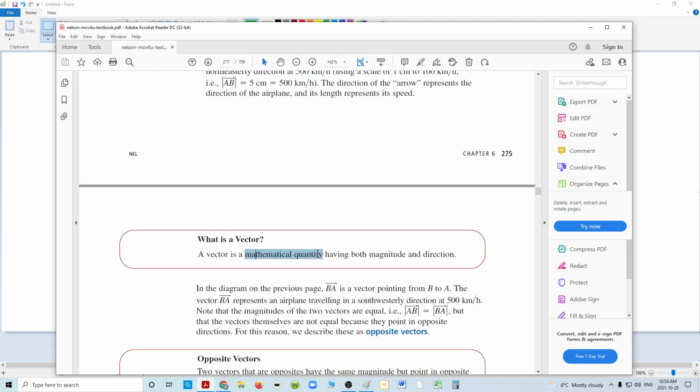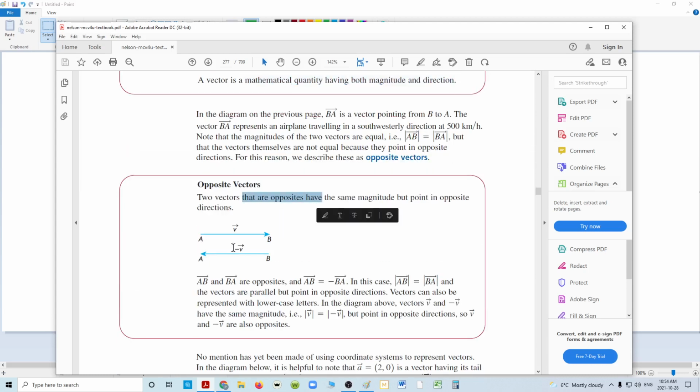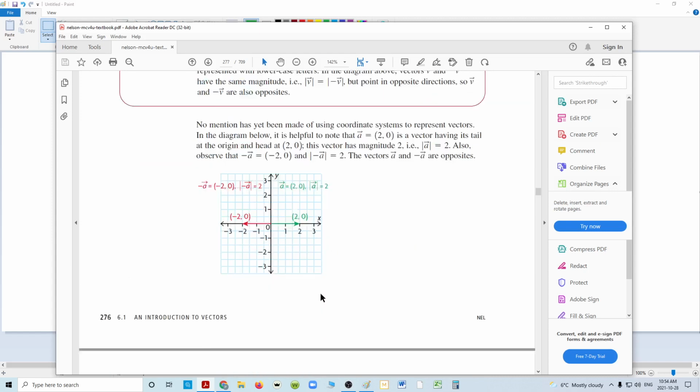A vector is a mathematical quantity having both magnitude and direction. And pretty much you can create opposite vectors just by putting a minus in front and changing the arrow on the vector. So AB here is going east, and BA here is going west. And they will both have the same magnitude, just opposite directions. When you take the absolute value of either vector, you will get their magnitude, so they can share magnitude.